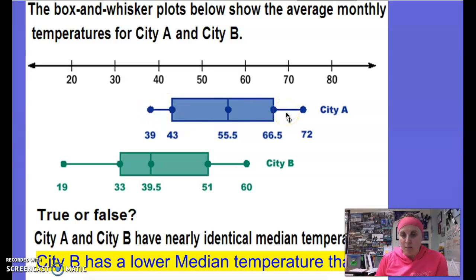If I look at city A's range, 72 minus 39, we get 33. 60 minus 19 for city B is 41. So we can say that city B has a bigger range of temperatures. City A has a little warmer temperatures, but is spread out less. City B goes colder, but is spread out more. So those are a couple of ways that we can compare our data sets.